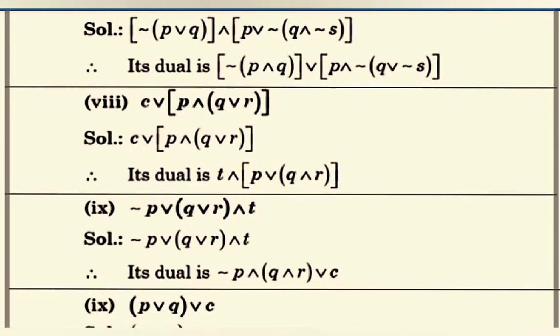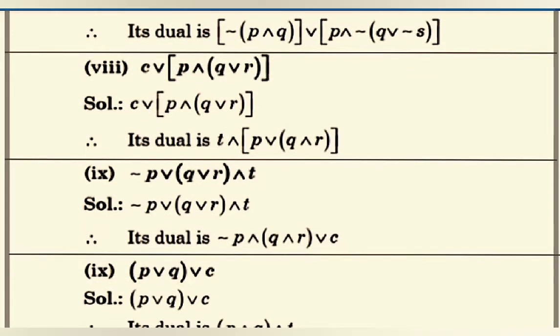Next is C or in bracket P and in bracket Q or R. First write the solution down as it is, and its dual: this C is changed to T, where T means tautology and C means contradiction, and this or is changed to and. So P in bracket or in bracket Q and R is the dual of this statement.